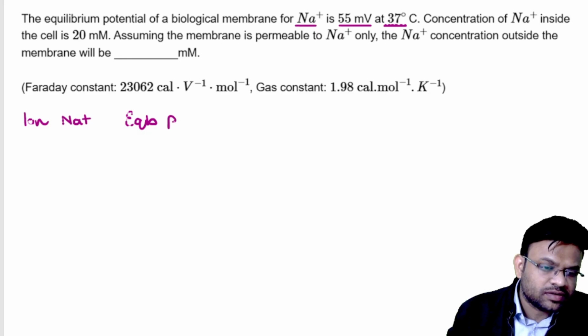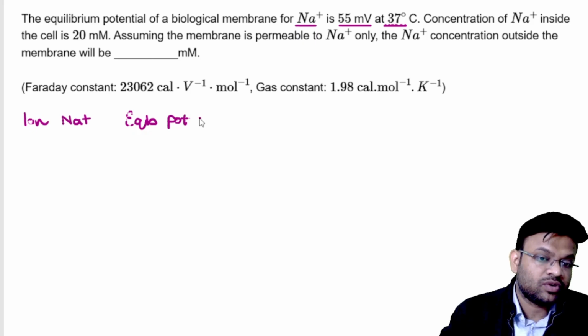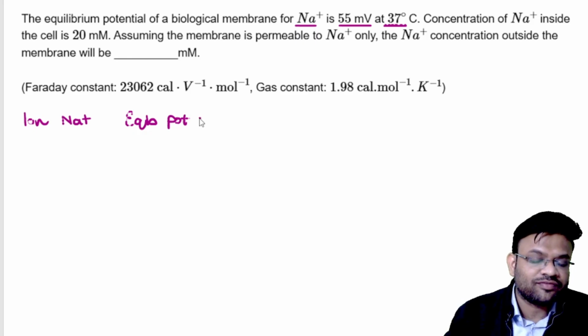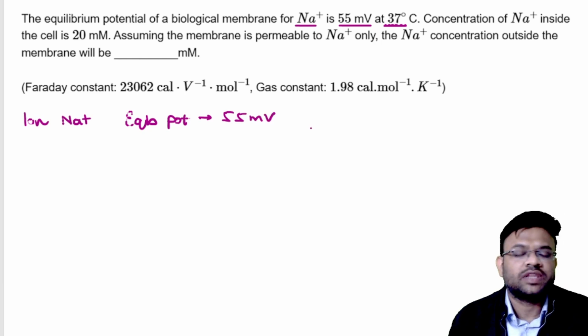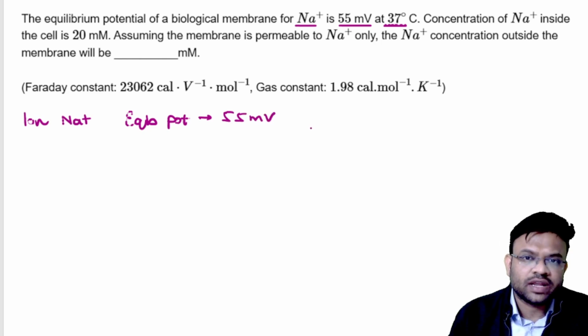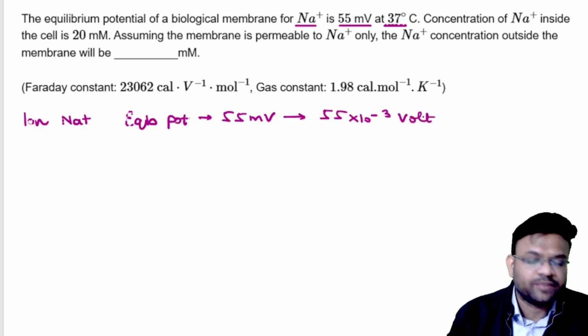The equilibrium potential that is denoted for the sodium ion is 55 millivolt. Let me write it down over here, just give me a minute. It is given as 55 millivolt. Now obviously millivolt cannot be used, it has to be converted into volt. So 55 millivolt into volt would be 55 into 10 to the power minus 3 volt.